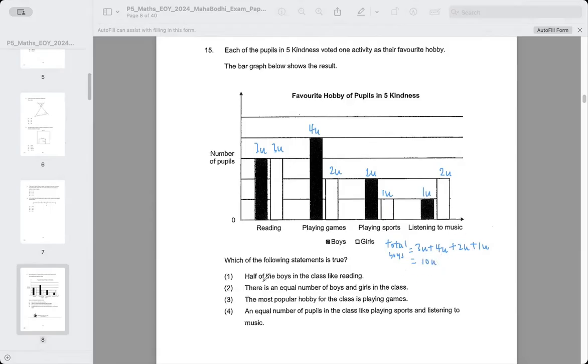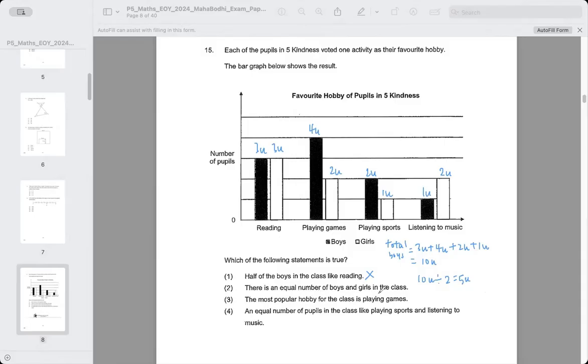Okay, so if I want to find half of the boys, I take 10 units, divide by 2, equals 5 units. So 5 units is half the boys, right? So let's go and look at reading. Reading, boys only 3 units, okay, which is not 5 units. So this is not true. Okay, and then we move on to option 2.